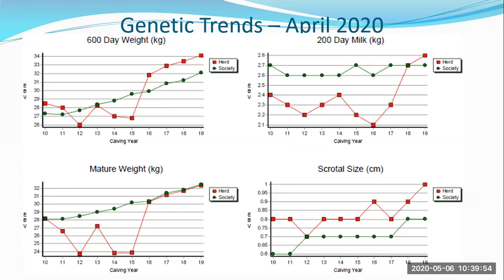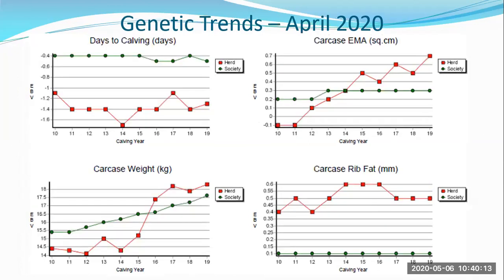The milk, I've said it just now, you can't pay attention to all the traits, but we've paid attention since 2016, and you can see immediately that you force the graph up, and we are a bit above average now. The scrotal size, above average, carry on. The carcass traits, days to calving, below average, that's where we want to be. Carcass weight, above average. Eye muscle area, that is your muscling, above average.